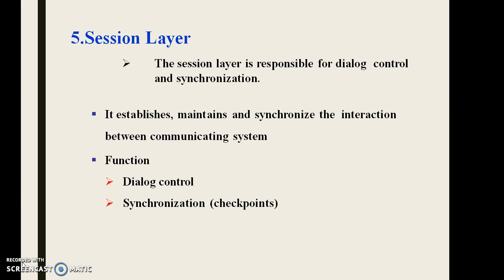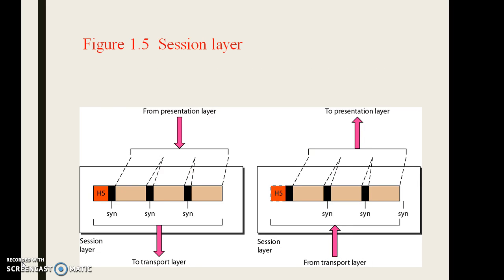First one, dialogue control. The session layer decides which user and application sends data at what point of time and whether the communication is simplex, half-duplex or full duplex. Synchronization or checkpoint: the session layer divides a stream of data into sub-data, avoiding retransmission of the entire message by adding checkpoints or synchronization points.